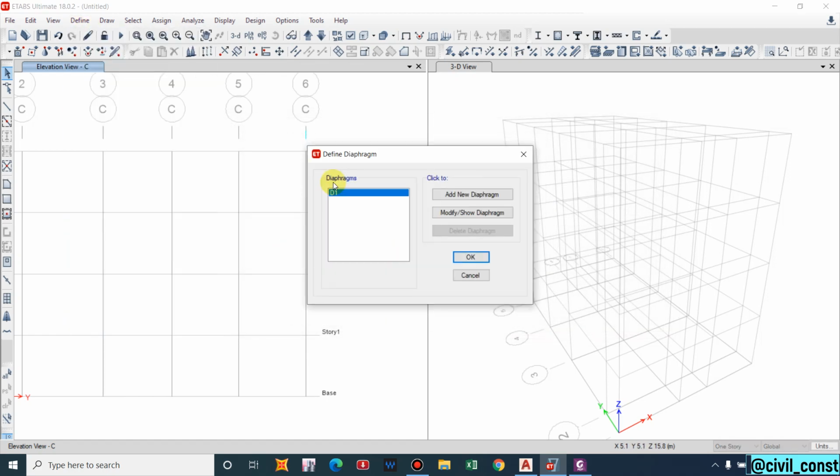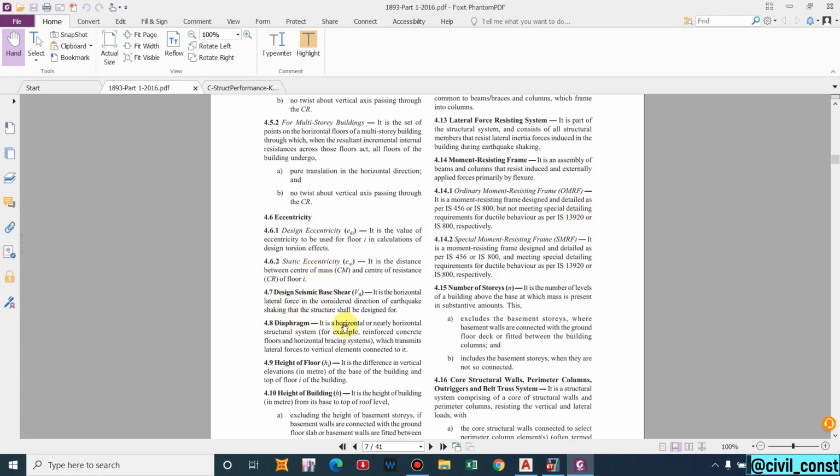So another task is to assign diaphragm. So basically diaphragms are the horizontal structural elements with two primary roles. The very first being to resist and transmit various types of load, and the other is to tie the vertical elements firmly. You can also find in the code that a diaphragm is a horizontal or nearly horizontal structural system, for example reinforced concrete floors or horizontal bracing system, which transmits the lateral forces to vertical elements connected to it. I hope you are clear about the function of diaphragm. Now let us assign diaphragm to our building.